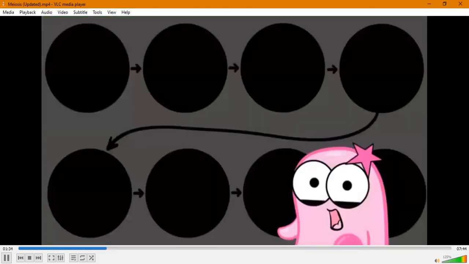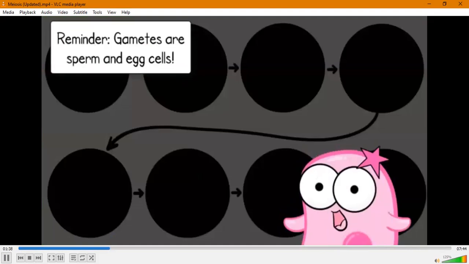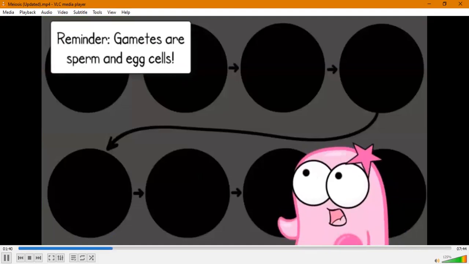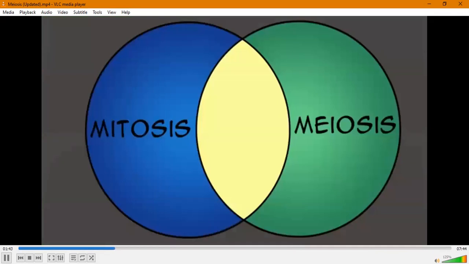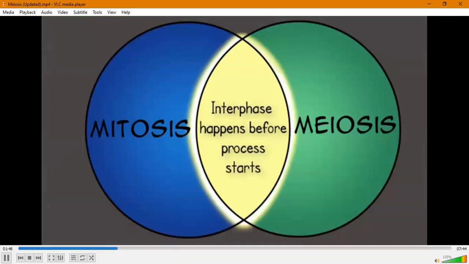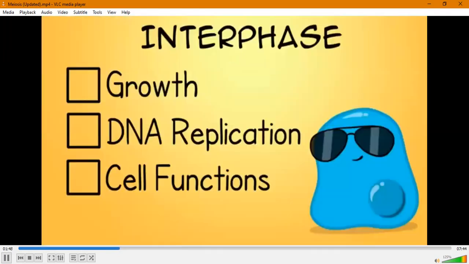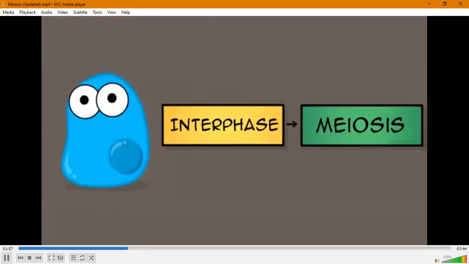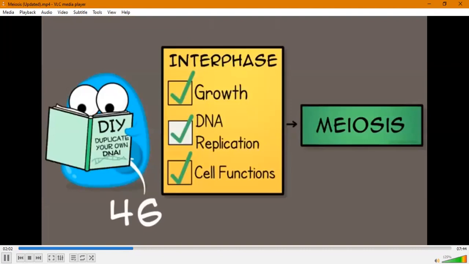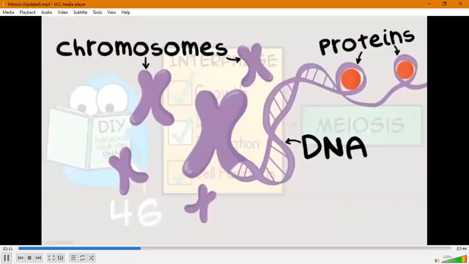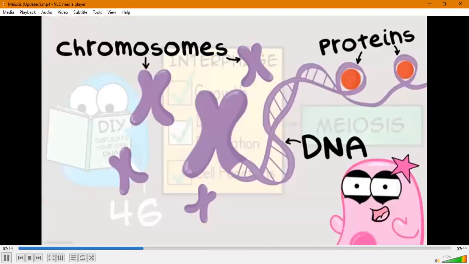Before we can start getting into the stages of meiosis to make gametes, we have to remember what happens before meiosis can even start. Actually, this also happens before mitosis. It's the stage known as interphase. If you remember interphase, it's when the cell is growing, replicating its DNA, and carrying out cell processes, and just like mitosis, interphase happens before meiosis even starts. So the starting cell has 46 chromosomes, and you have to duplicate those chromosomes in interphase before meiosis starts. That basically means you're duplicating your DNA, since chromosomes are made of DNA and protein. Ready for the tricky part?